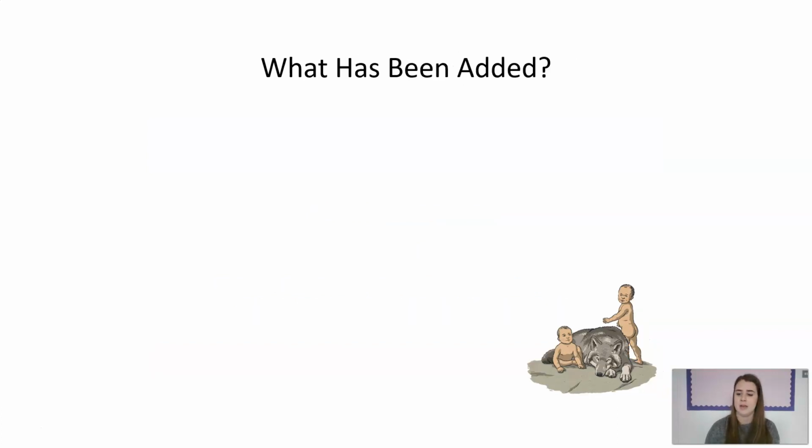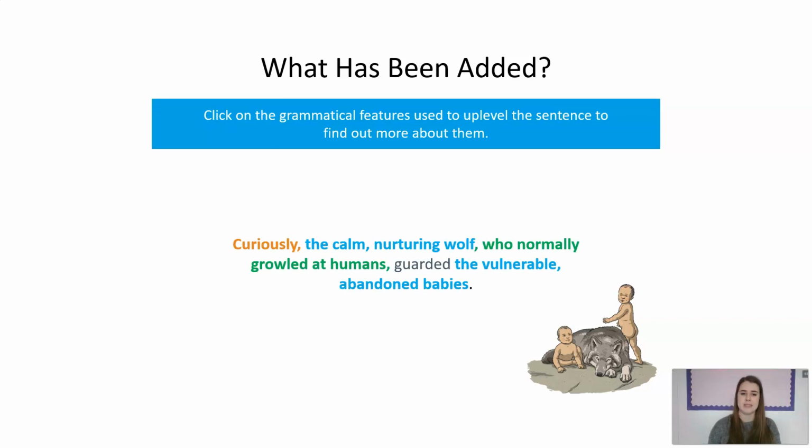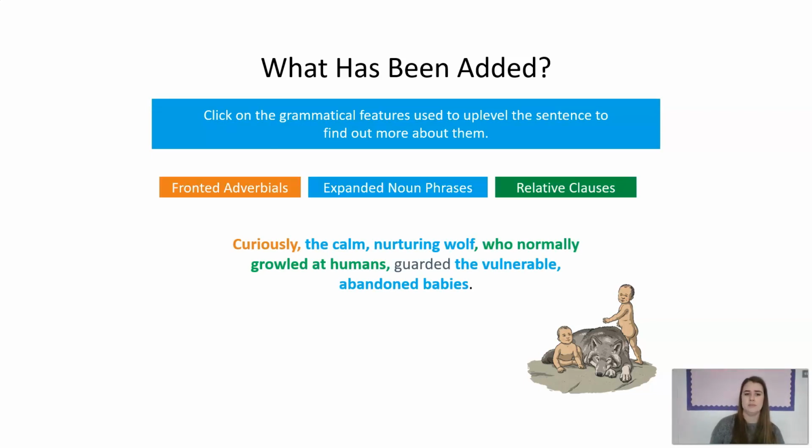Okay, well, we can see here, if we have a look at what's been added, we've got curiously, which is one of our fronted adverbials, and we know it's an adverbial because it's got the ly. We've got an expanded noun phrase, the calm, nurturing wolf, and the vulnerable, abandoned babies. And then we've got a relative clause, which we looked at in yesterday's lesson. It starts with a relative pronoun, adds additional information embedded into my sentence, and I have my correct punctuation marks there of my commas, to symbolise where that relative clause is, okay?